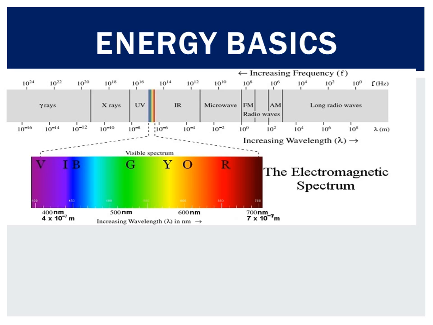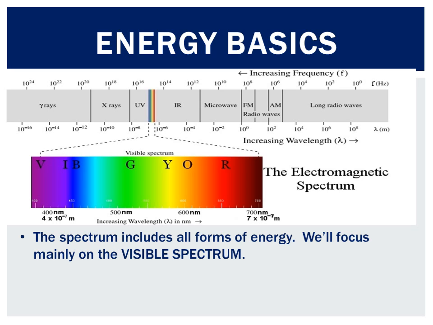So let's apply this idea to color and what we know about the electromagnetic spectrum. So this is what we know of. It's called the electromagnetic spectrum. We're going to focus here on this small part in the middle, which is our visible spectrum. The smaller wavelengths are violet, and the larger wavelengths are red. These are the colors that we can see with our eyes. So the whole spectrum includes all forms of energy, from gamma rays, the highest energy ones, to radio waves, microwaves, the lower energy ones, and everything in between.